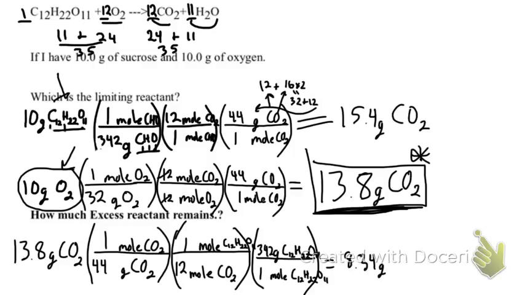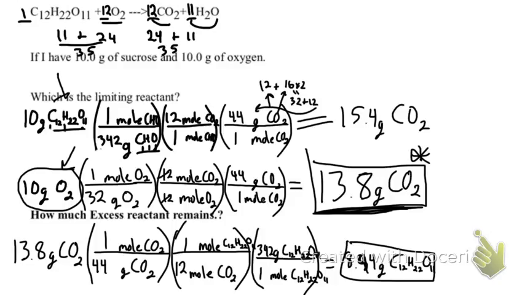Oh, I don't know why I wrote 3.4. Excuse me. 8.94 grams of C12H22O11. So this is how much sucrose was used to make this much CO2.